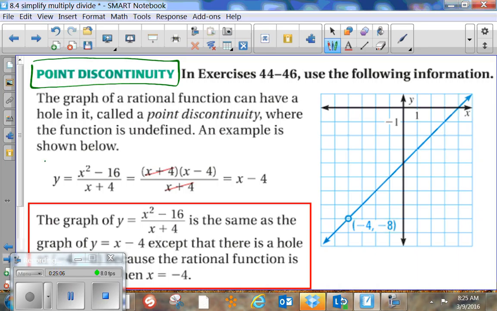All right, if we had this equation right here, y equals x squared minus 16 over x plus 4, and we were asked to simplify it and graph it. So the first thing I would do is factor, change that to x plus 4, x minus 4, the bottom is x plus 4, and then I would cancel out these factors. Well, the problem is, what can this x on the bottom never be?